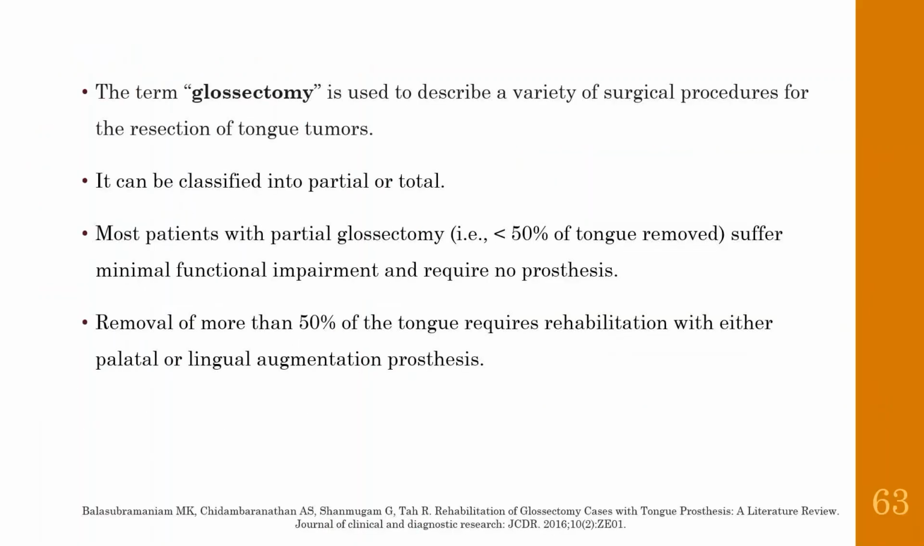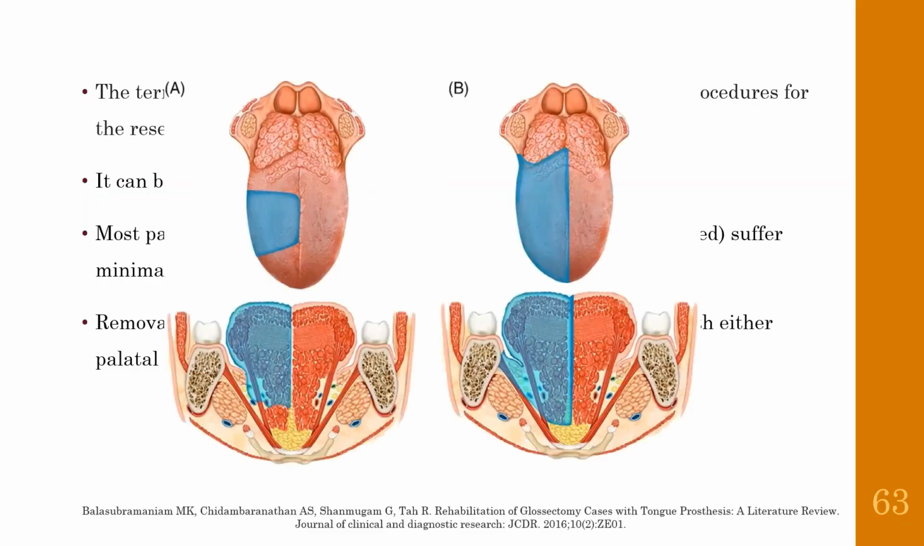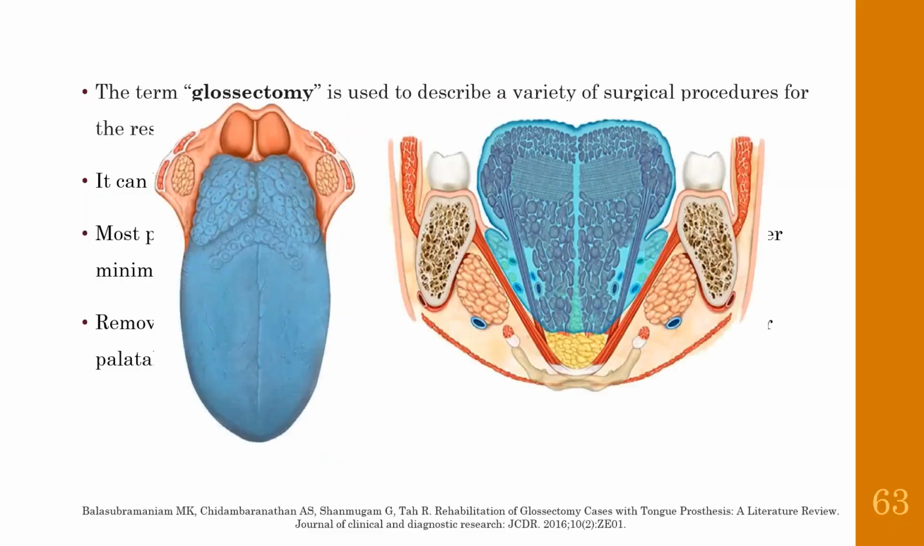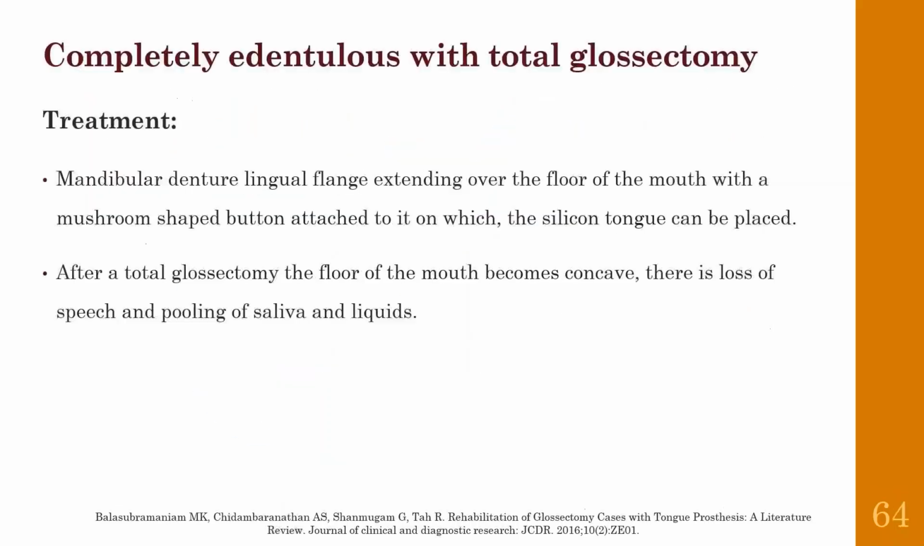The term glossectomy is used to describe the variety of surgical procedures for the resection of tongue tumors. It can be classified into partial or total. Most patients with partial glossectomy, that is, less than 50% of the tongue removed, suffer minimal functional impairment and require no prosthesis. Removal of more than 50% of the tongue requires rehabilitation with either a palatal or lingual augmentation prosthesis. This is partial glossectomy and this one is total glossectomy.